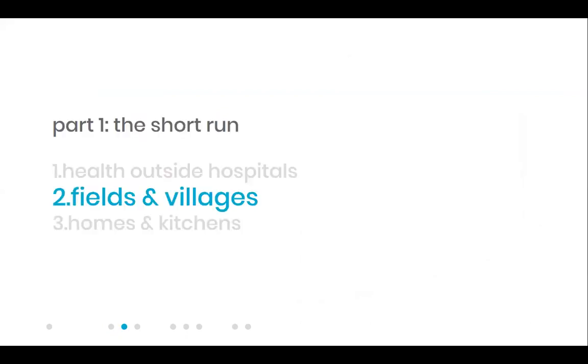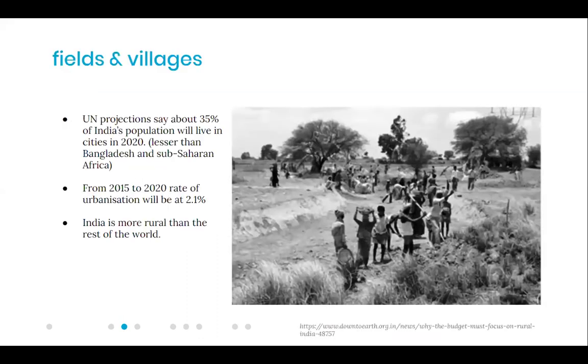So next he goes on to fields and villages, and he talks about how the rate of urbanization in India is very low compared to other developing nations like Bangladesh and sub-Saharan African countries. And also that the projection is that only 35% of Indians would be living in urban areas in 2020, and that is also lesser than Bangladesh. So India is going to be predominantly rural for the foreseeable future.